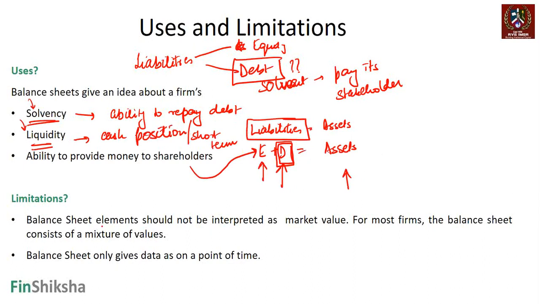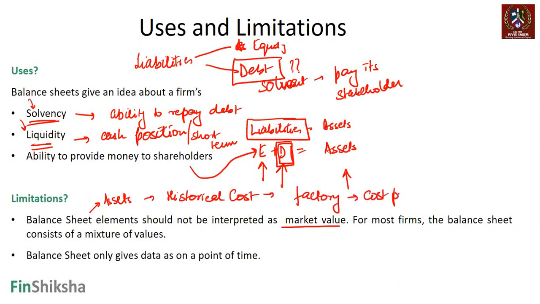Now, what are some of the limitations? Balance sheet elements should not be interpreted as market value. There is some backdrop to this. In terms of accounting, the balance sheet elements, especially the assets, are usually carried at historical cost, right? What do we mean by historical cost? If I buy a factory, I will take it at the cost price. Even if the market price goes higher, I will keep it at the cost price at most points of time.